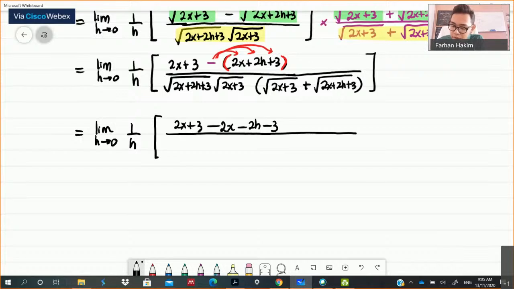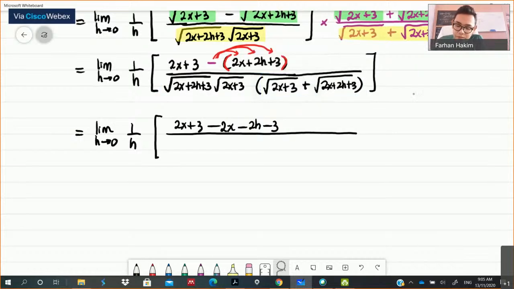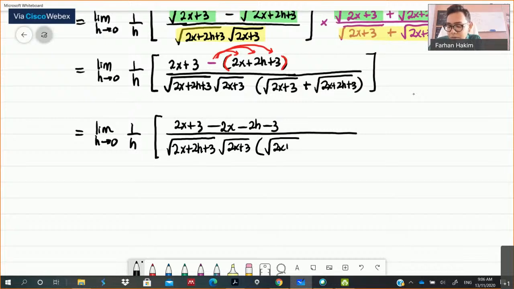The one at the numerator, I'll just copy this. I'll just write this out, so don't be lazy. Plus square root of 2x plus 3. Yes, I know it's kind of annoying to copy a lengthy mathematical sentence like this.